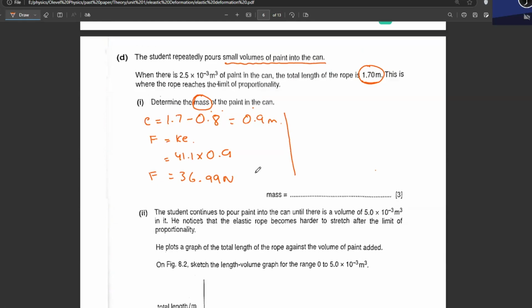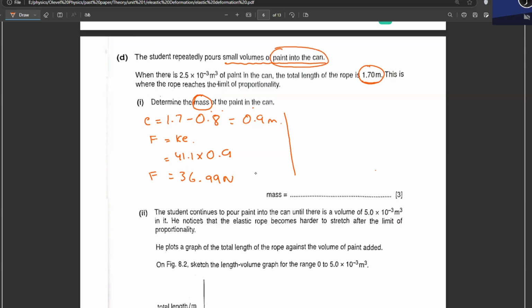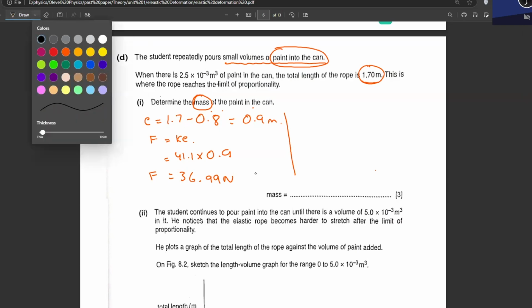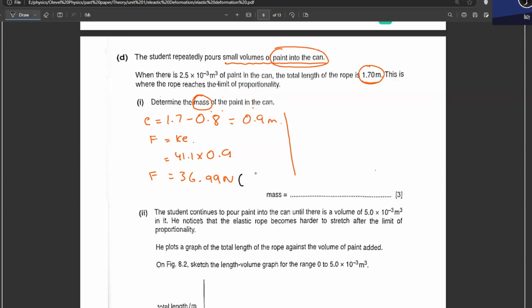So this force which we have calculated, 36.99 Newton, is the force of the paint and the can itself. It is the entire force of the can plus the paint. This force has a problem: it includes the force due to paint plus the empty can.